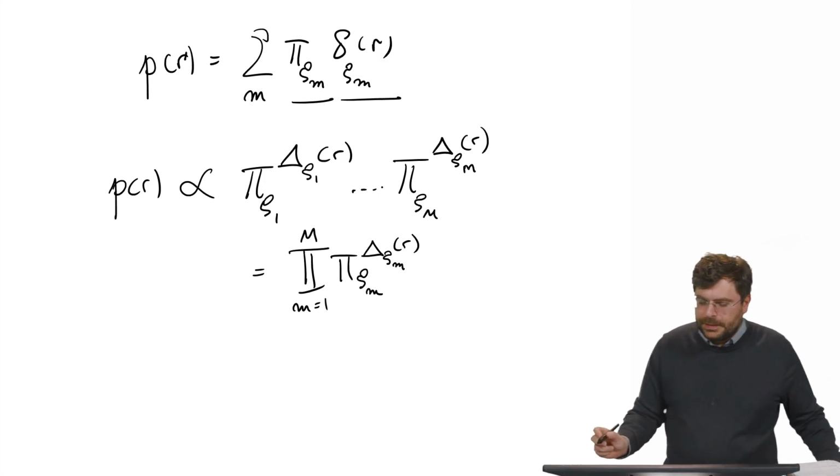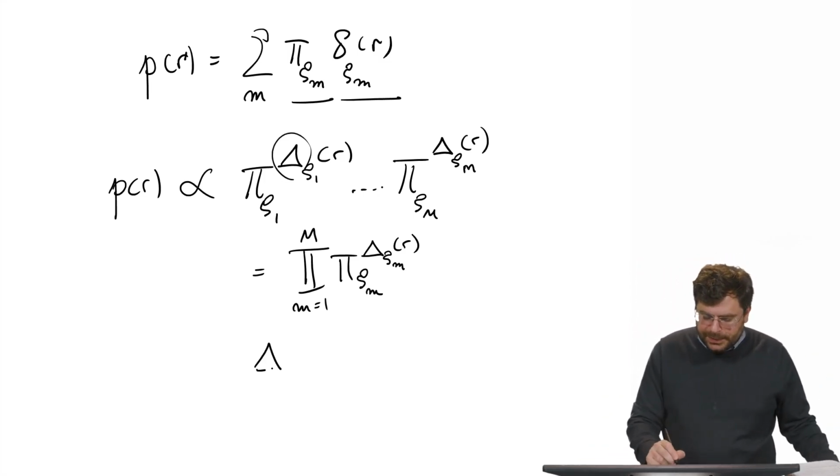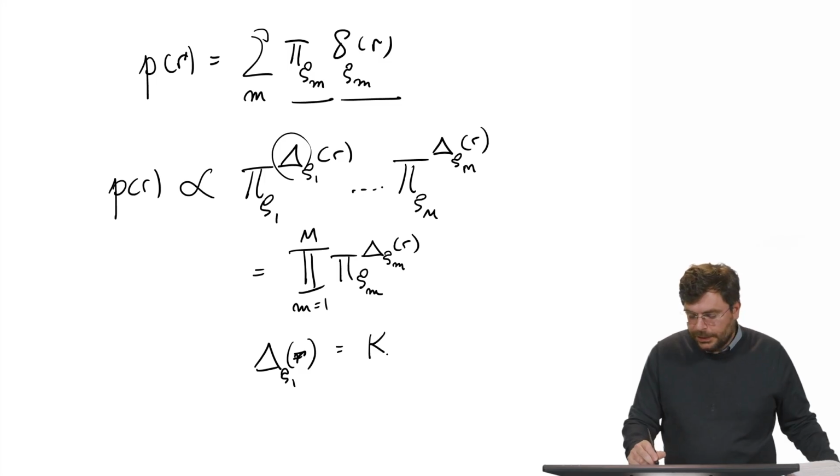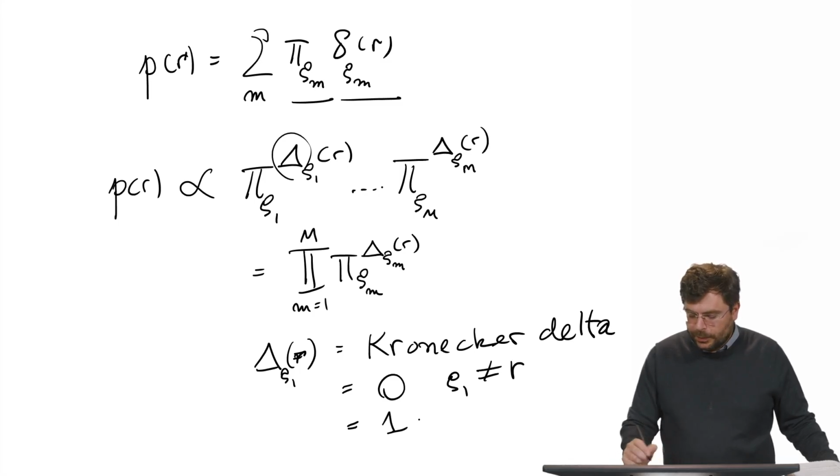So there's a new symbol that popped up here, and it's this delta. This delta has a name. I should write it out fully. It's called a Kronecker delta. And the Kronecker delta is equal to 0 when rho 1 is not equal to r, and it is otherwise equal to 1.